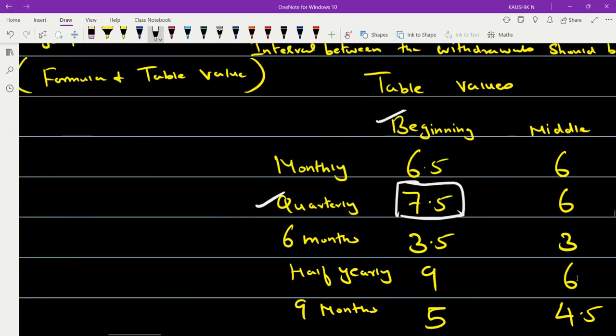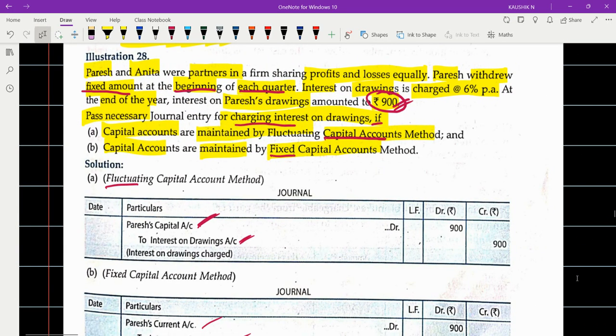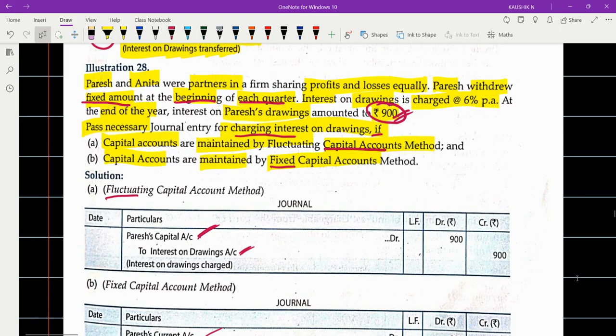So this is what our interest on drawings is. That is what they have also got over here. So don't just work out a problem from the angle of what they have asked alone. See what are all the permutations and combinations of questions that can be taken from a given question.